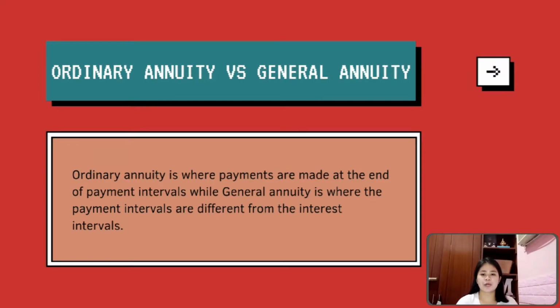Ordinary annuity is where payments are made at the end of payment intervals, while general annuity is where the payment intervals are different from the interest intervals.